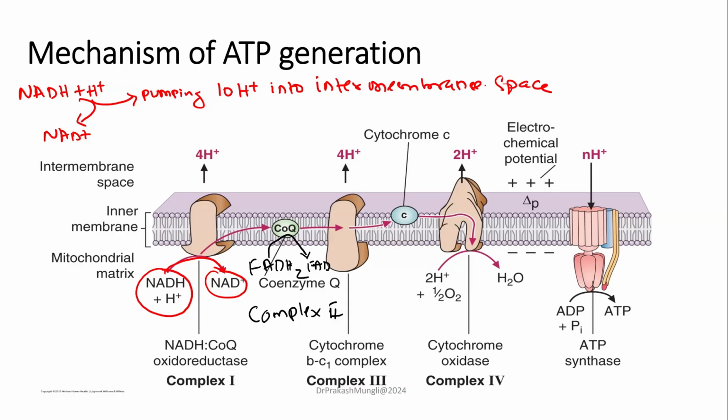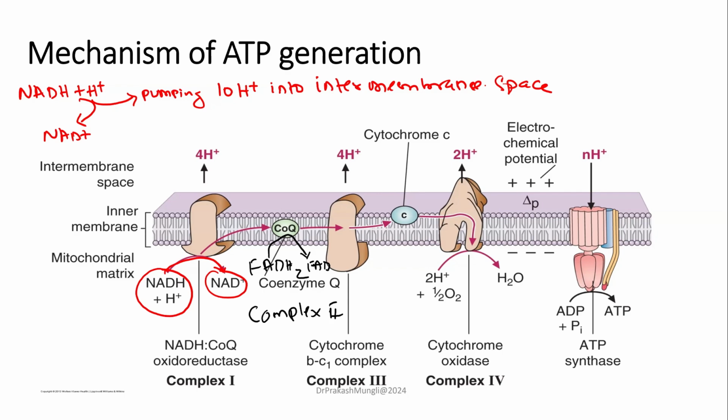NADH plus H plus. There are only 2 protons, right? NADH plus H plus oxidized to NAD plus is releasing 2 protons, right? Here, NADH into NAD plus. What is the difference between those two? Only 2 additional protons. But what I am saying is, when NADH is oxidized to NAD plus, what did I write here? I wrote it helps in pumping 10 protons from the matrix into the intermembrane space.